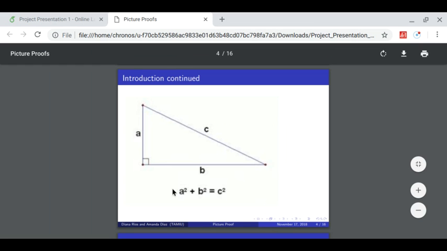Here we have a right triangle with one angle being 90 degrees. To find the third side, which is the hypotenuse, the side across from the right angle, we need a squared plus b squared to get c squared. You add those two sides together and then take the square root to find the length of the third side.